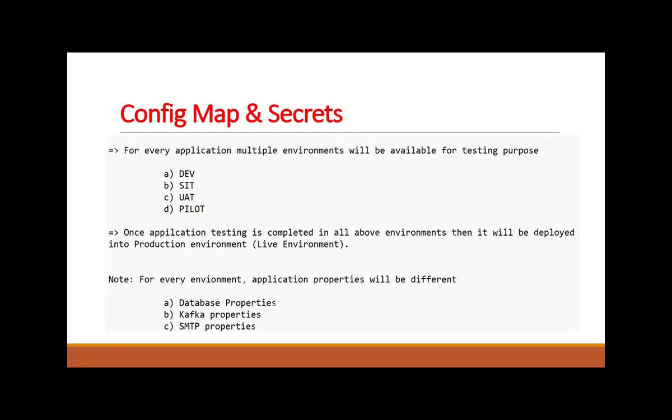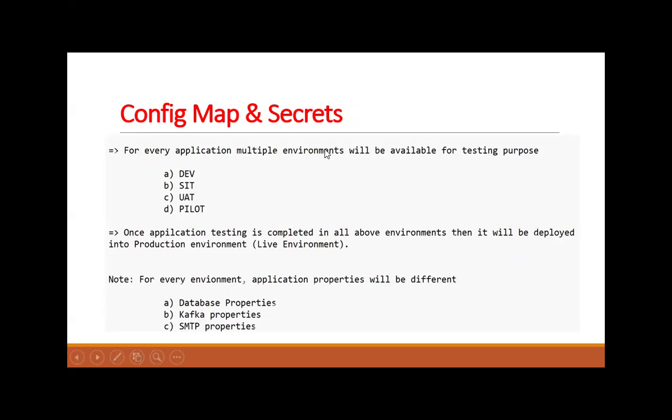So the next one is config maps and secrets. What is a config map? What is a secret? For every application, multiple environments will be available for testing purposes: DevOps, UAT, pilot. Once the application testing is completed in all the environments, it will be deployed in the production environment, the live environment. For every environment, application properties will be different: database properties, Kafka properties, FS, SMTP, right?